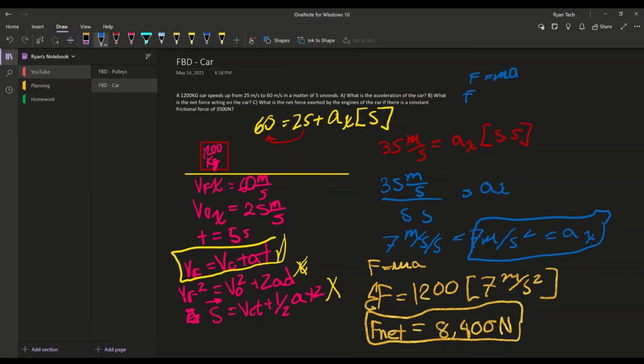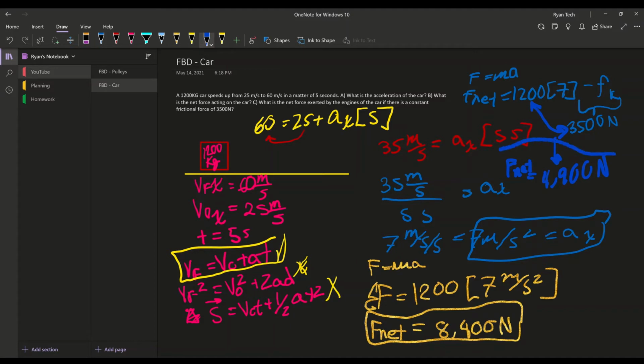We say the net force is equal to 1200 times 7, but this time we're subtracting our frictional force, or our kinetic friction, which is Fk. As mentioned in the question, Fk is constant, and they gave it a value of 3,500 newtons. If you subtract these two, the final answer you'll get is 4,900 newtons. So that would be the net force if we add that constant friction.